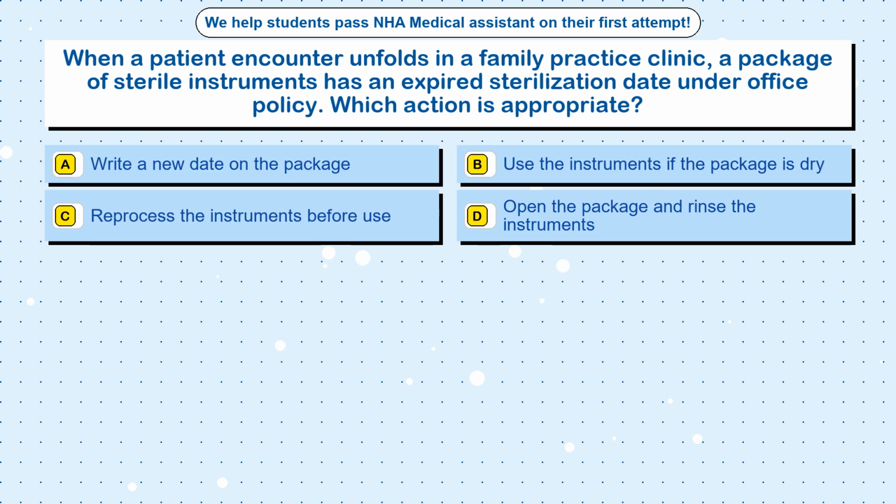Question 46. When a patient encounter unfolds in a family practice clinic, a package of sterile instruments has an expired sterilization date under office policy. Which action is appropriate? Option A, write a new date on the package. Option B, use the instruments if the package is dry. Option C, reprocess the instruments before use. Option D, open the package and rinse the instruments.